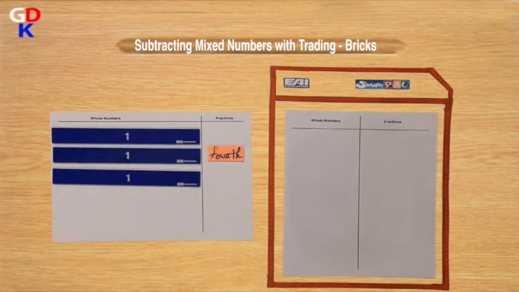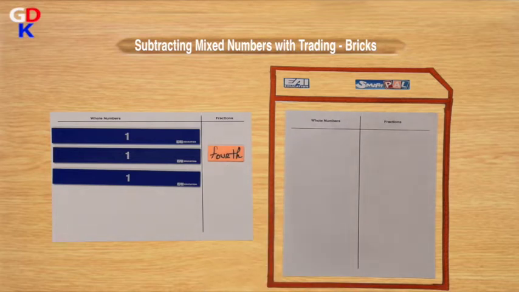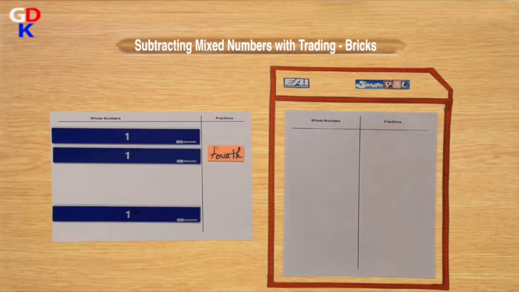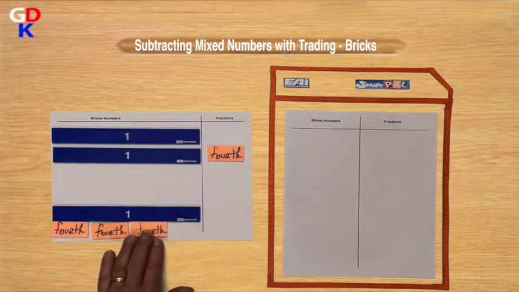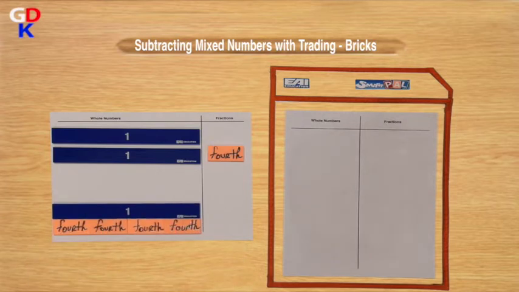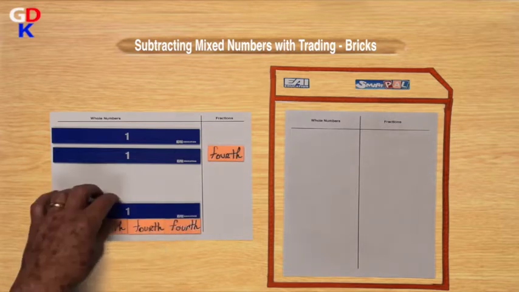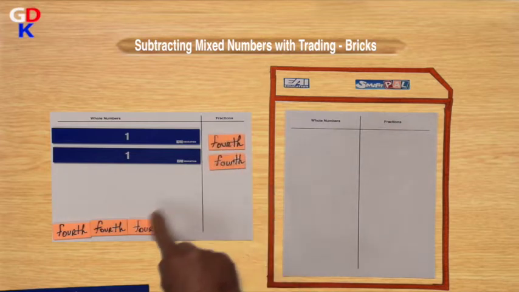So let's start the subtraction. We want to subtract 1 2/4. That means we want to subtract 2/4. But we only have 1/4. But what we can do is we can trade one of our ones for 4/4. So we trade one of our ones for 1, 2, 3, 4/4, and we put the fourths with the other fourth from the original part of the problem.